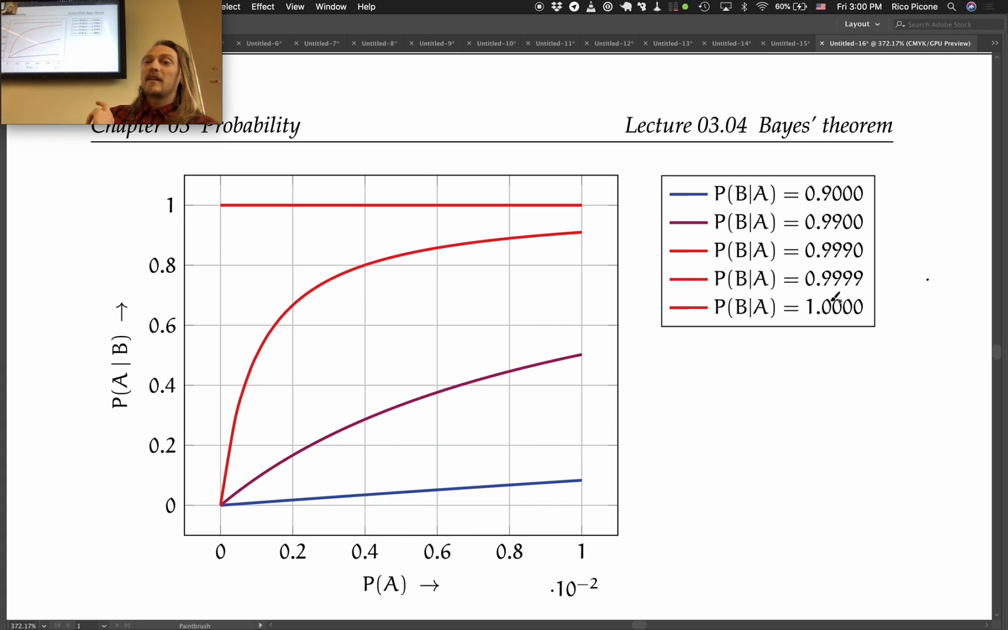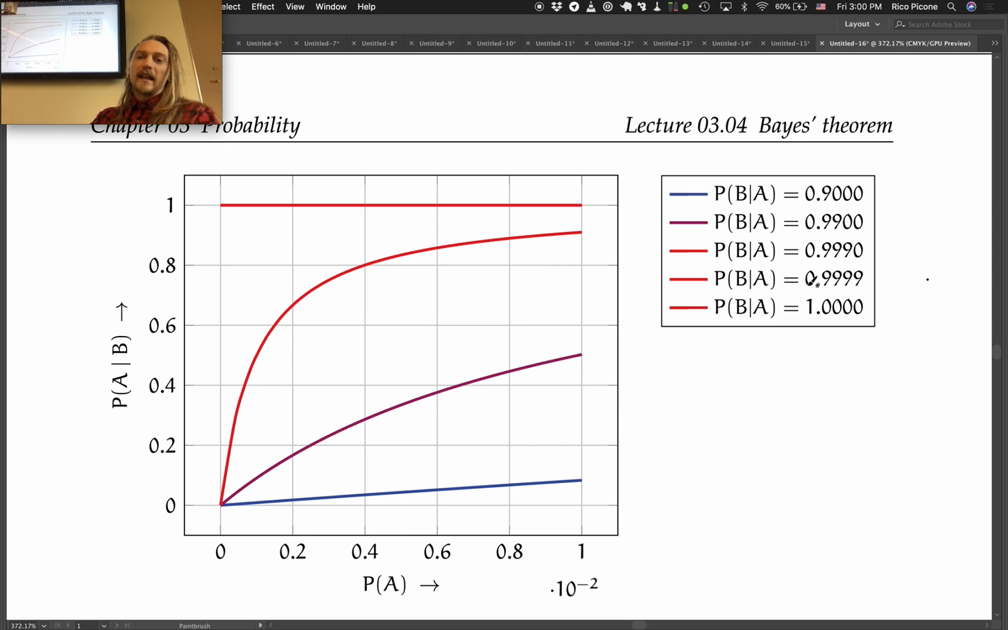Even though we have 99.99% sensitivity, the rareness of the event affects the ability for you to infer that the event occurred. And that's the probability of A that shows up in there. If the probability of A is small, it really throws off everything else.